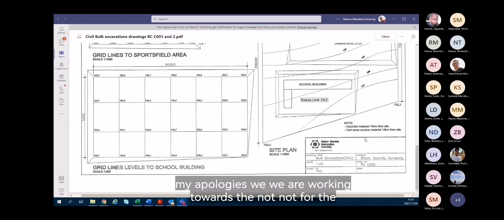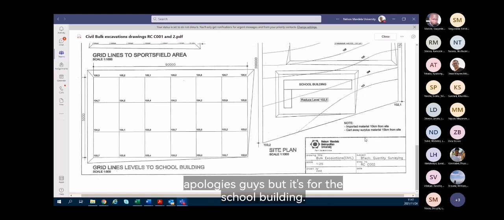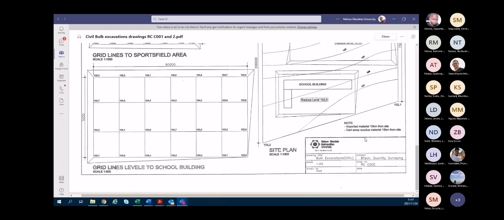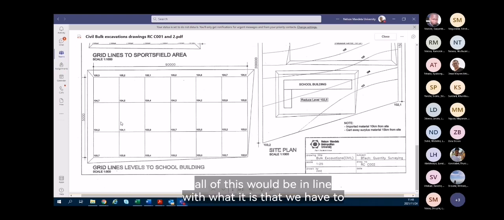My apologies. We are working towards not the sport fields, but the school building. It's not the sport fields. My apologies, guys, but it's for the school building. Right. And for the school building, it is from this point of 103.7 to 105.3, and my reduced level is given to me as 102.5. So from this section over here, I know that all of this would be in line with what we have to do. And in dealing with that, there will be no filling of the section where the school building would be situated.